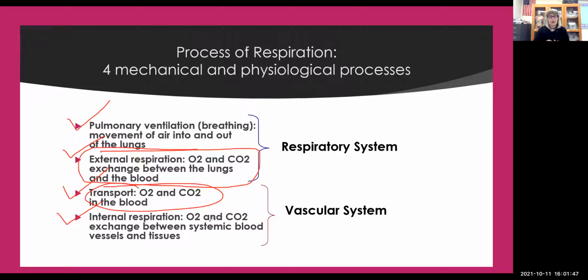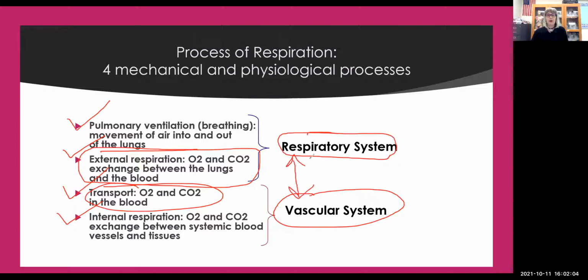And of course, CO2 has multiple ways of transporting it back into the respiratory system via the circulatory system. So as you can see, the circulatory system, the vascular system, is interrelated very much so with the respiratory. So respiratory and vascular are interdependent with each other because of these four basic, very important processes, which we're going to discuss at length now. All right, so let's go on to the next one.